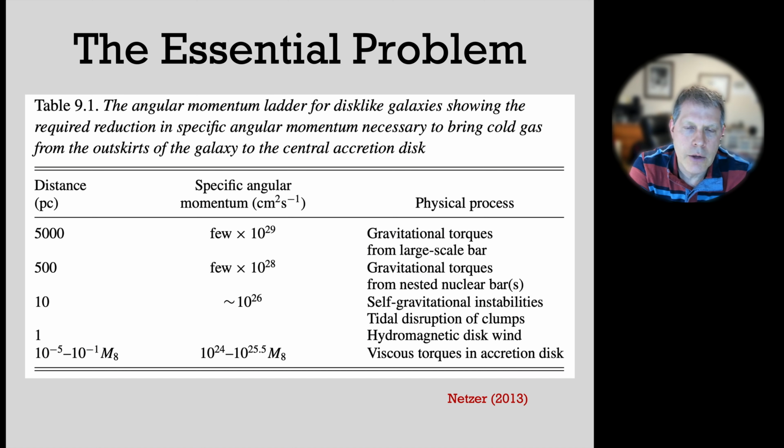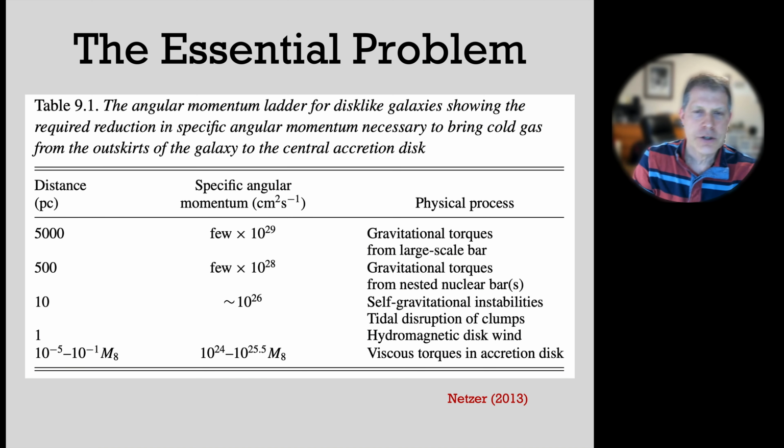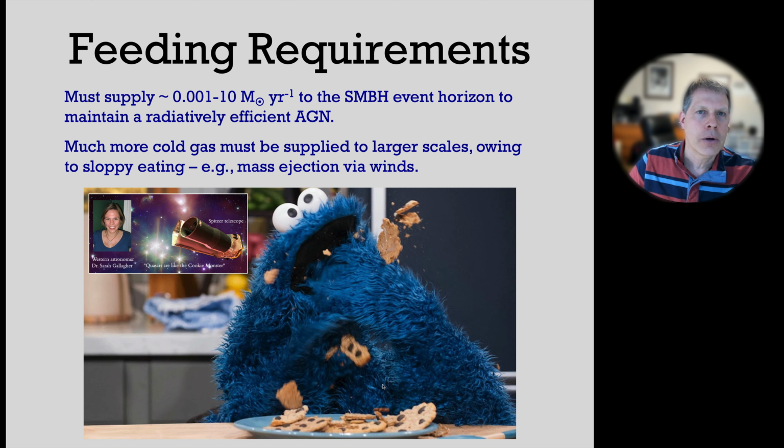Okay, now one other point, just to make things a little more specific, is you can ask, well, how much food has to be supplied to the supermassive black hole to power a luminous, radiatively efficient AGN? Well, that number varies because AGNs, even radiatively efficient AGNs, have a wide range of luminosity. I'll show you examples of that more in just a minute. But if you work out the numbers, you have to supply between about 1/1000th up to about 10 solar masses per year to the supermassive black hole event horizon to be able to maintain a radiatively efficient AGN.